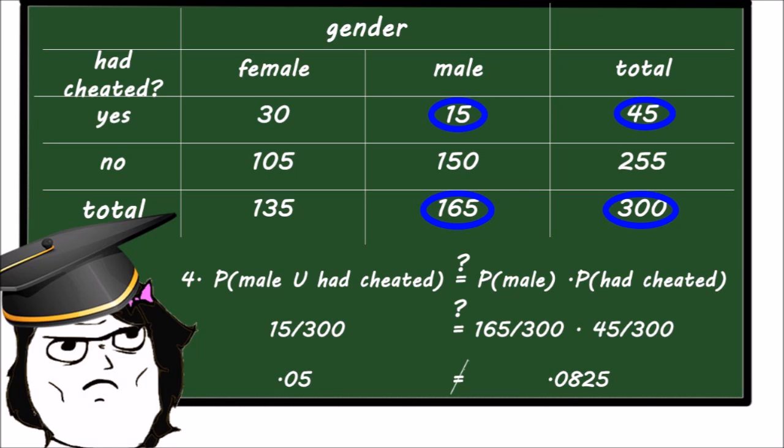Checking whether P male and had cheated equals P male multiplied by P had cheated, because the chance of two events happening at the same time will equal the product of two events' probabilities only if those are independent of each other. Since 165 over 300 multiplied by 45 over 300 is different from 15 over 300, the events are dependent on each other.